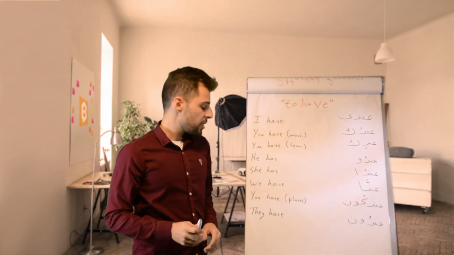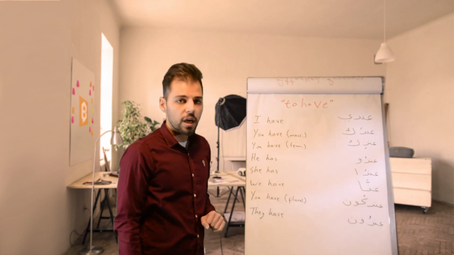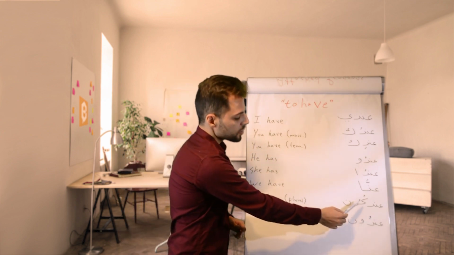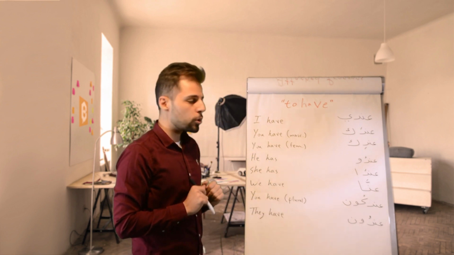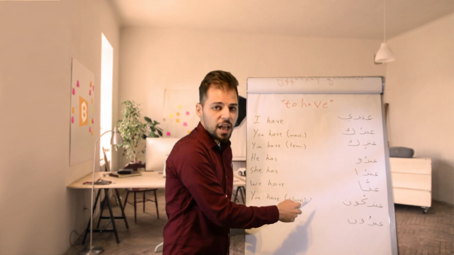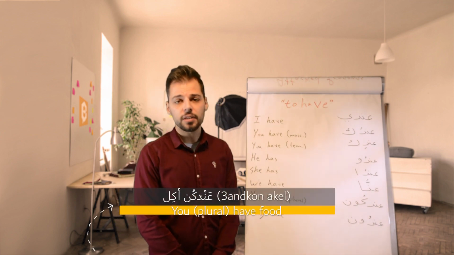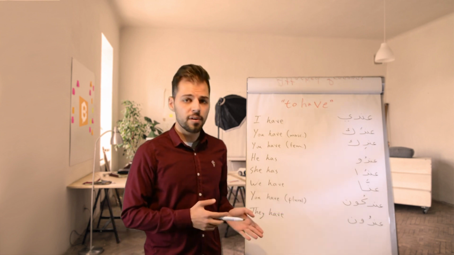Next, we have the plural you, it's عندكن. The word عند with the suffix kun that indicates the plural you. So it's عندكن. For example, عندكن أكل. It means you have food.